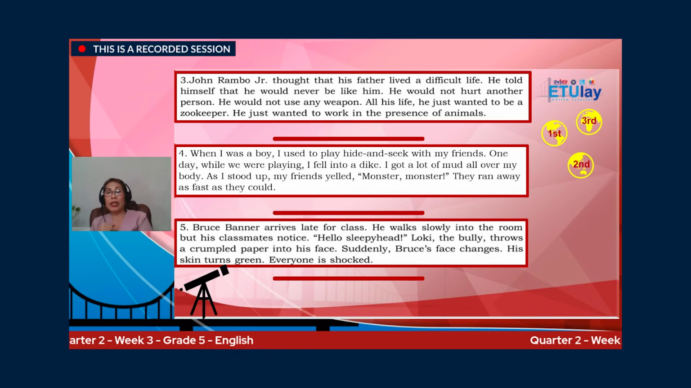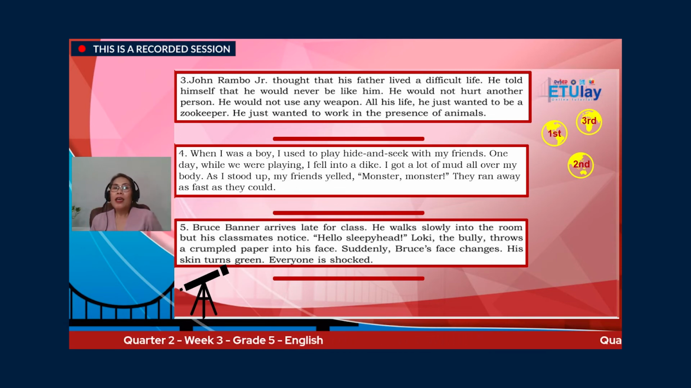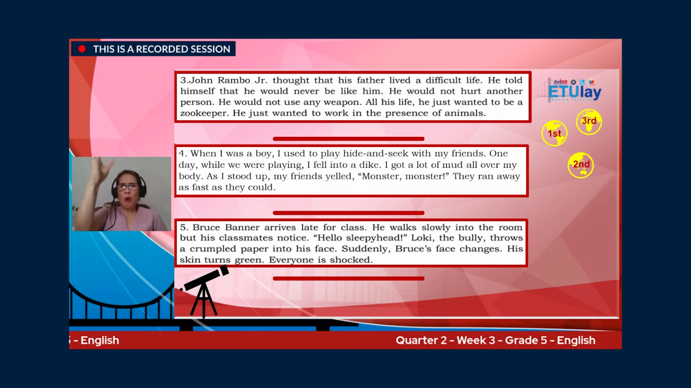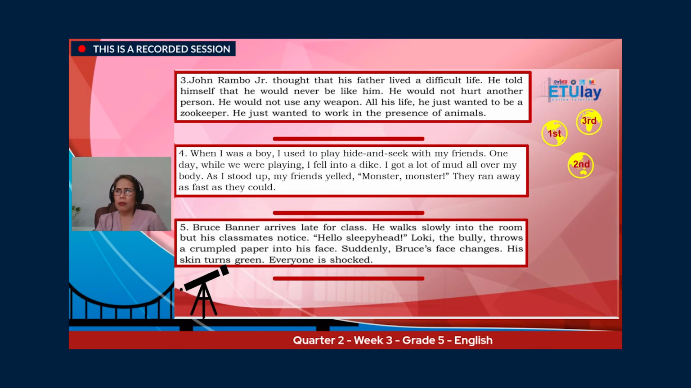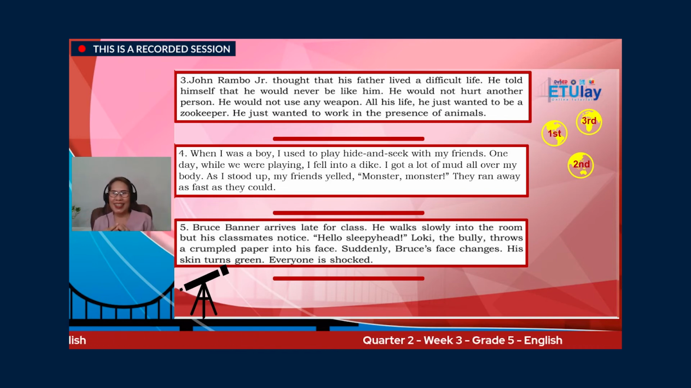Bruce Banner arrives late for class. He walks slowly into the room, but his classmates notice. "Hello, sleepyhead." Lucky the bully throws a crumpled paper into his face. Suddenly, Bruce's face changes. His skin turns green. Everyone is shocked. So what is that? That will be your assignment for next week.